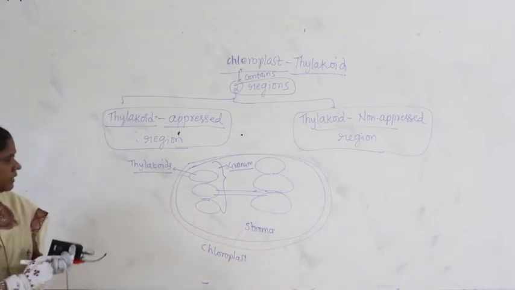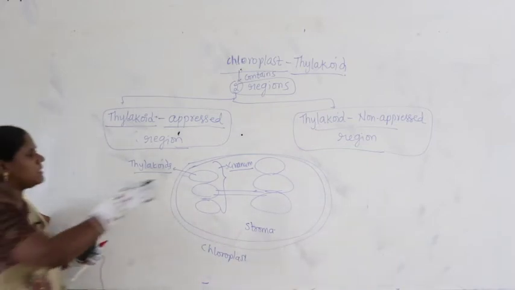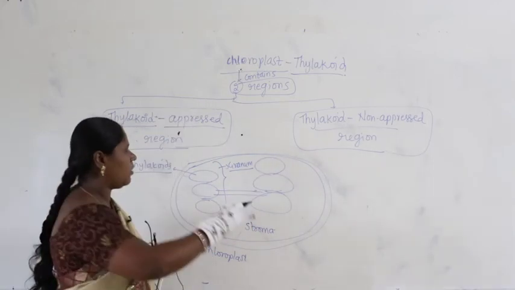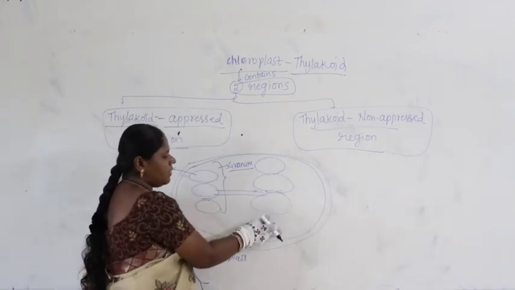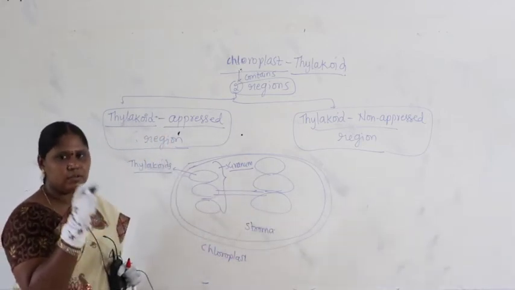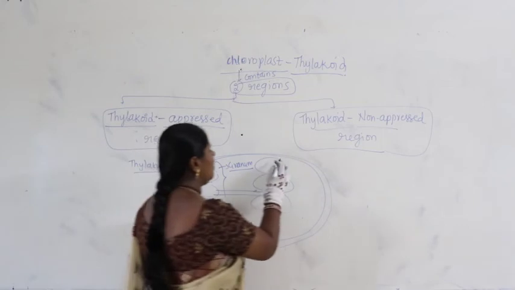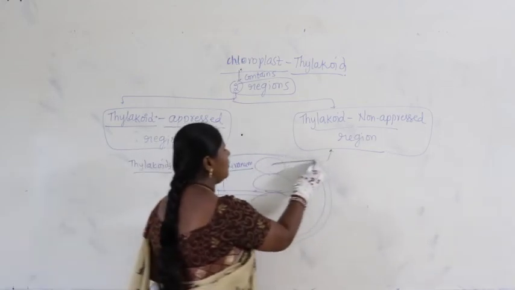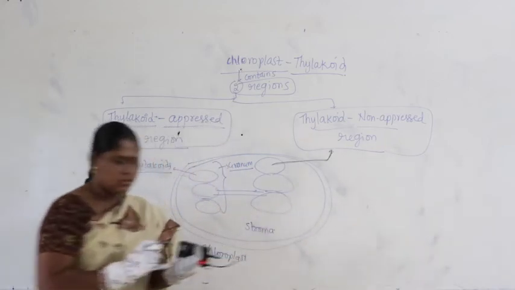Now when you look here, the outermost upper surface of the thylakoid, which is not coming into contact with stroma, not associated with stroma, is itself called a non-appressed region. Itself is called what? A non-appressed region.